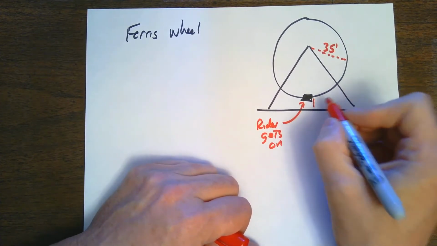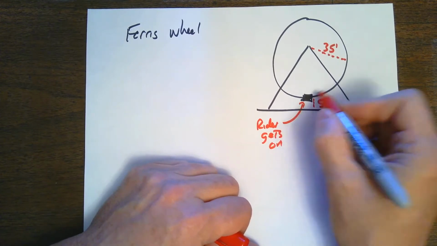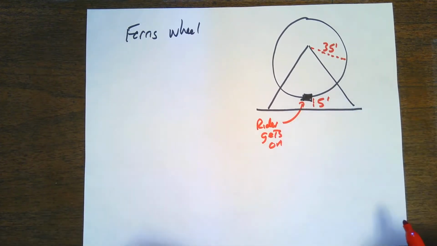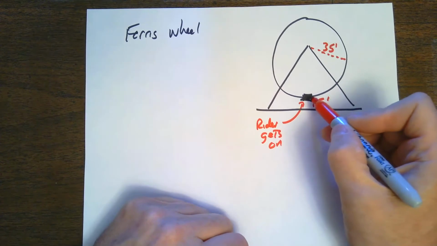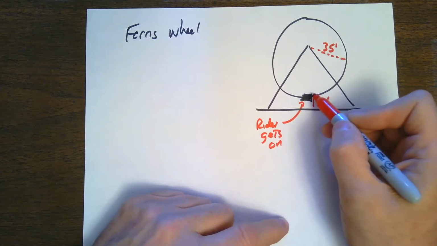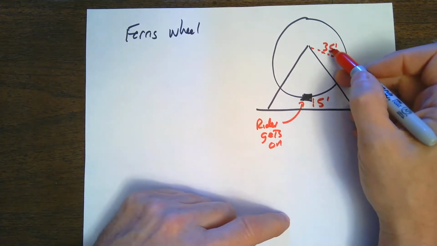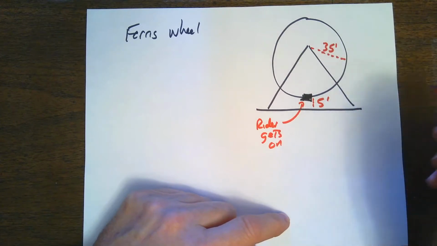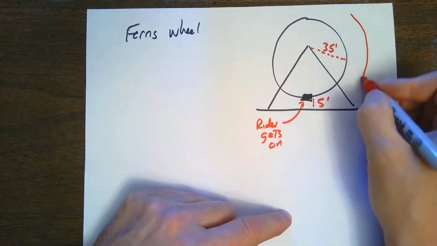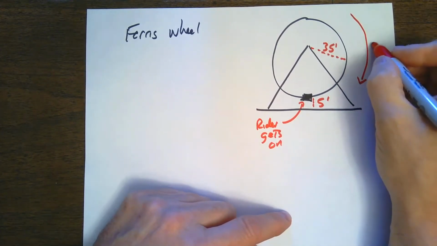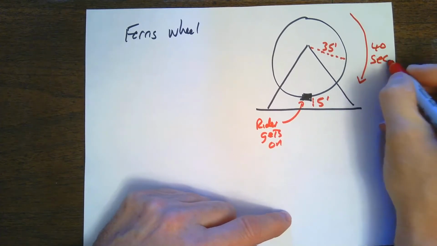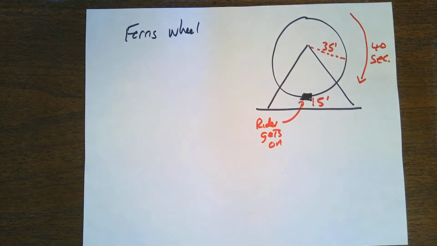And that is going to be 5 feet above the ground. So the rider gets on. When the rider gets on, they're 5 feet above the ground. The radius of the Ferris wheel is 35 feet. The other thing I'm going to tell you is the time it takes to do one revolution is 40 seconds. Now, believe it or not, that's all we need.